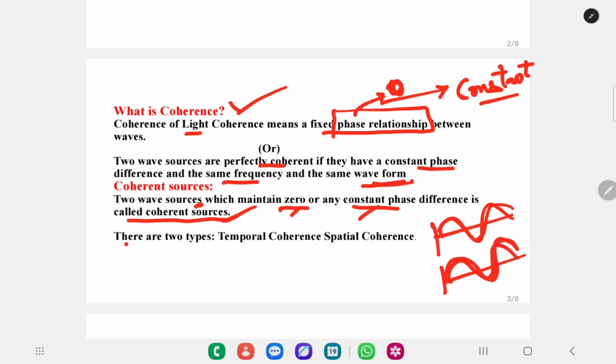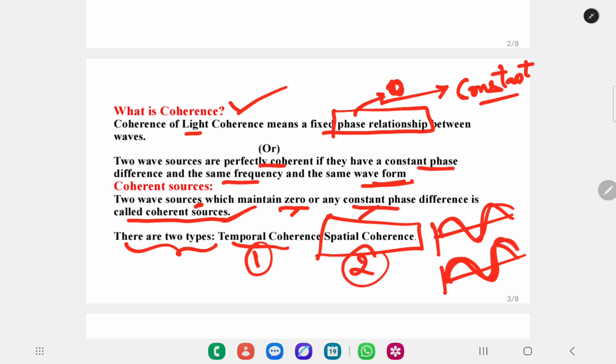Next, there are two types of source coherence: temporal coherence and spatial coherence. The first one is temporal coherence, the second one is spatial coherence. We'll learn about this later.